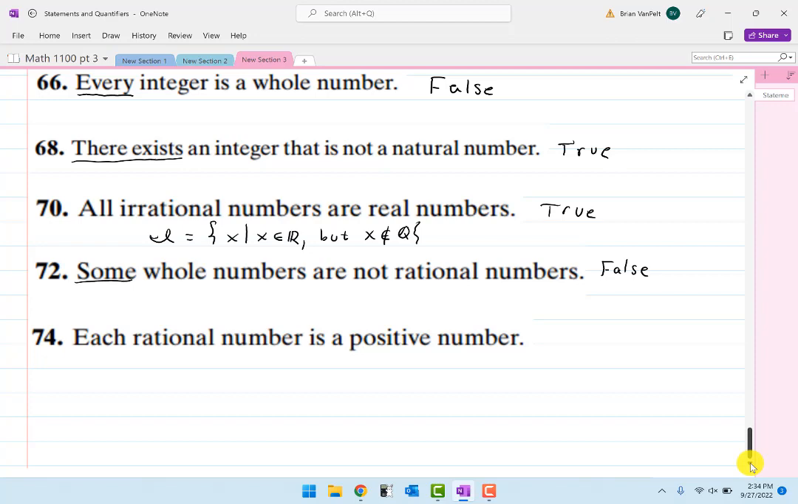And once again, there was the quantifier. Each rational number is a positive number. We know that's false. There are negative numbers in the rational numbers, so this is patently false.